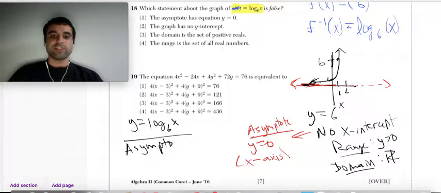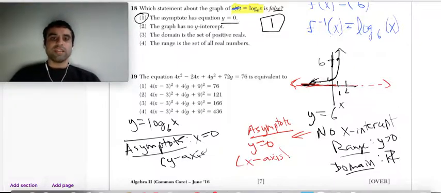If the exponential has asymptote y equals 0, its asymptote should be x equals 0, which is the y-axis. So this is incorrect, because they want which one's false. It has no y-intercept. If the exponential has no x-intercept, then the log will have no y-intercept. That is correct. And I'll show you guys in a second.